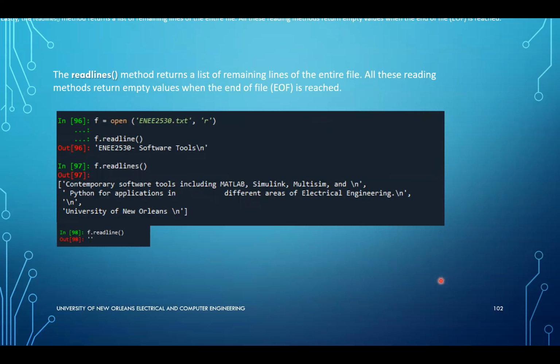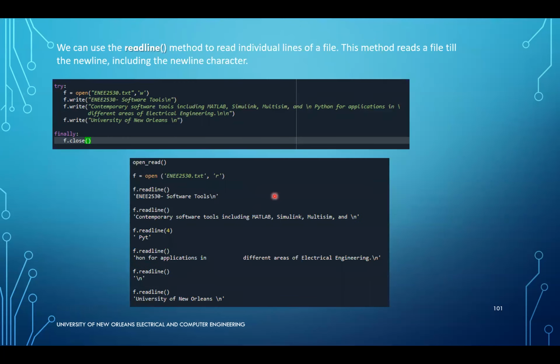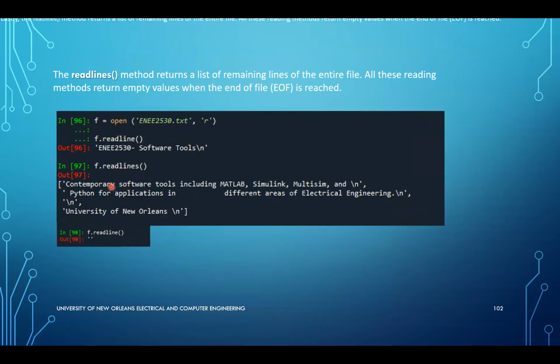One more thing, if I use the readlines method, this one returns a list of the remaining lines of the entire file. And as you can see here, again, I'm opening the file that I just created for reading. And if I do, like before, readline, it's just going to read one line at a time, like I did previously. So readline is just one line at a time in sequence, if I keep that sequence. But if I do readlines, it's going to read the entire document.